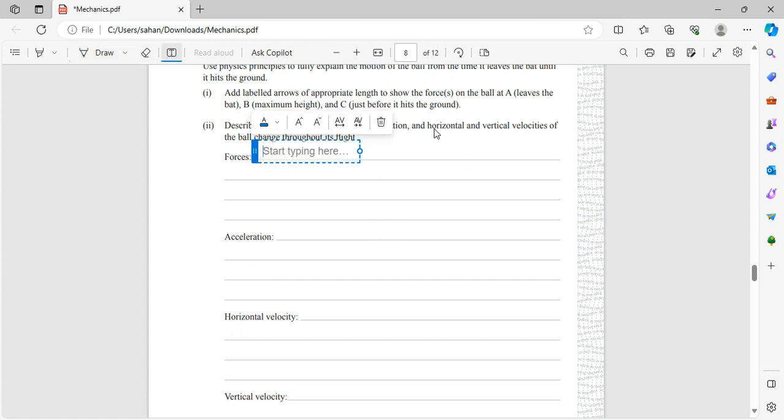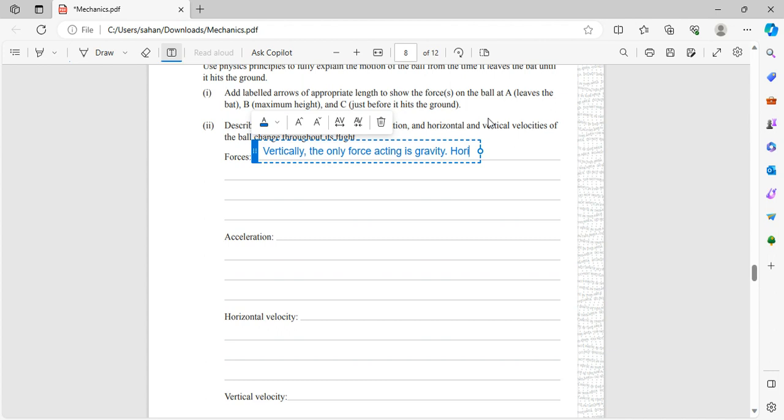And that looks like the first thing we're going to say. So, it wants us to talk about horizontal and vertical. Okay. Vertically, the only force acting is gravity.